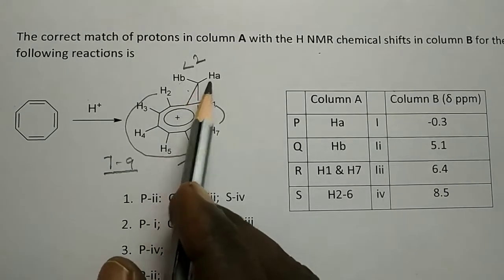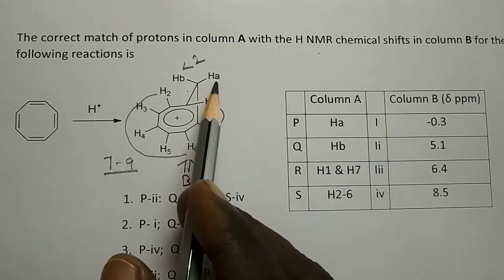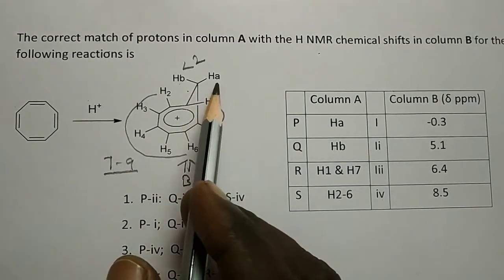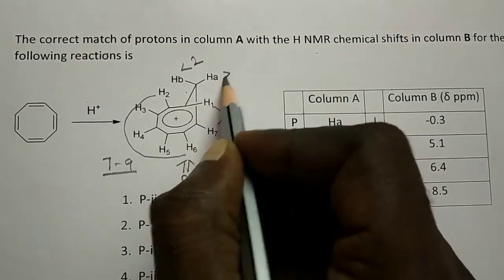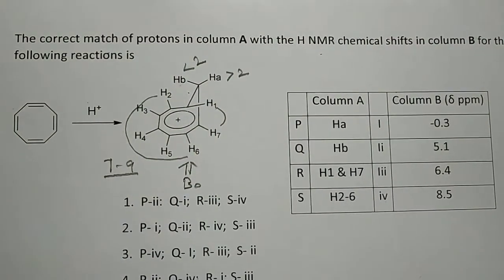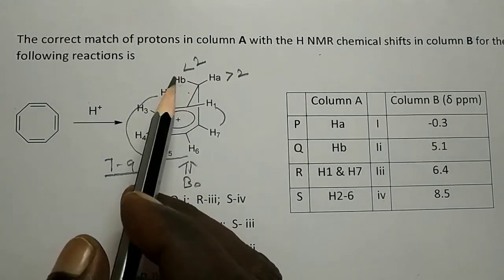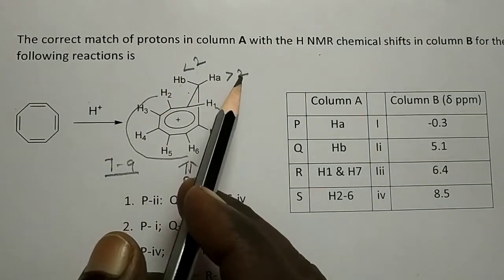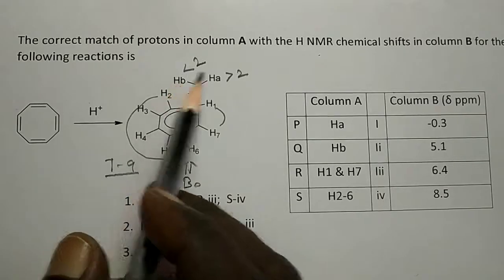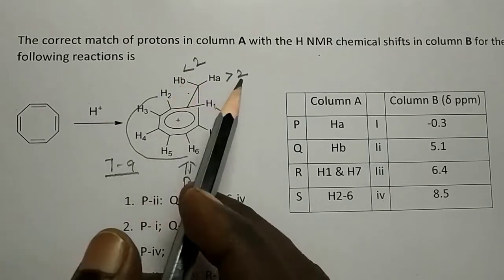Since this one is in the aligning zone, the paramagnetic zone, it should be greater than 2 ppm. This is less than the normal methylene region. This is greater than the normal methylene region, because this is in the opposing zone and this is the aligning zone. This is shielded, this is de-shielded.